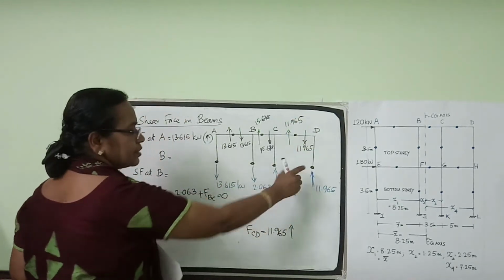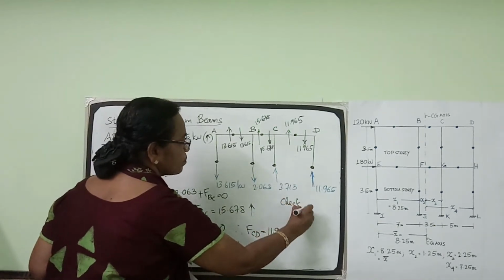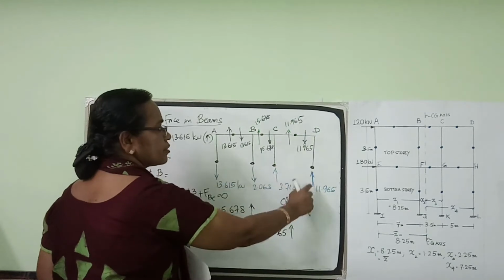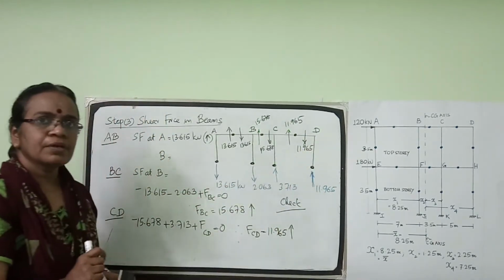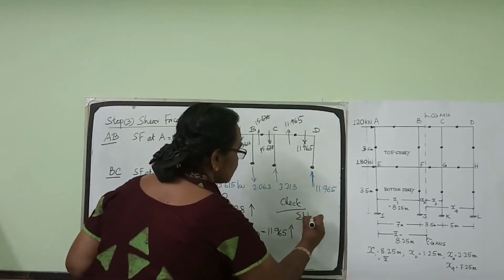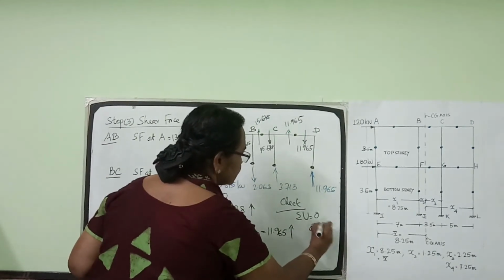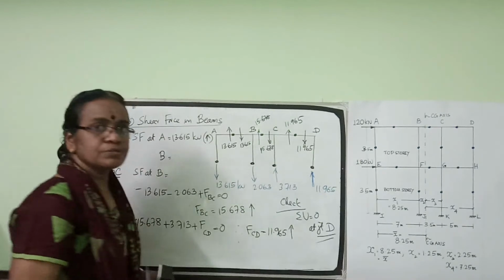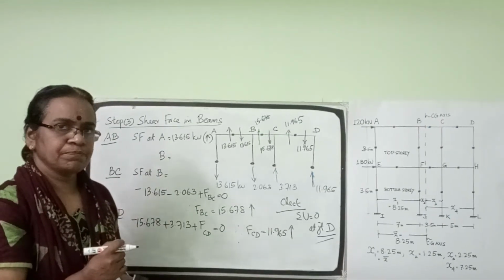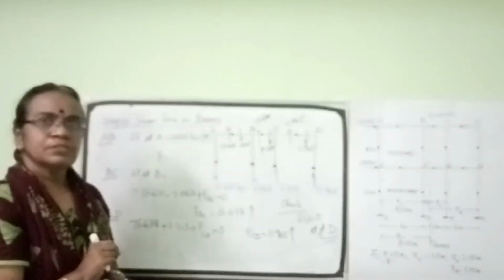Let us check. At joint D, 11.965 downwards and 11.965 upwards, so this joint D is in equilibrium. Let's check that sigma B is equal to 0 at joint B. This is how we arrive at the shear forces in beams. So this is the shear force in the top story beams.